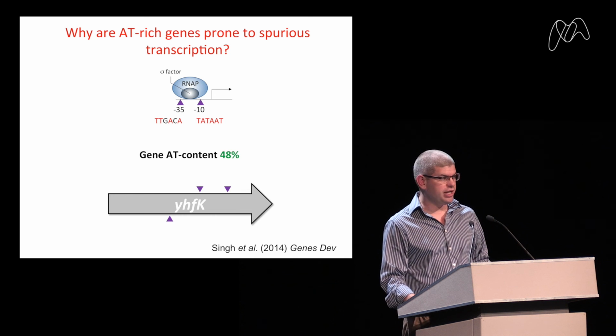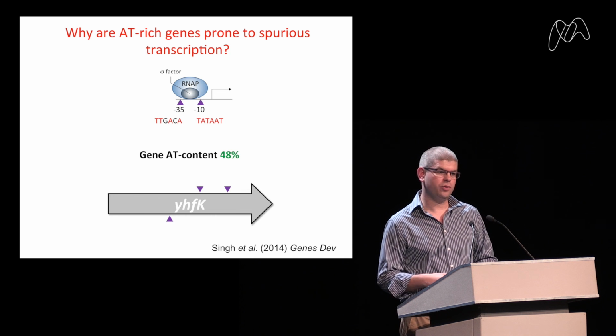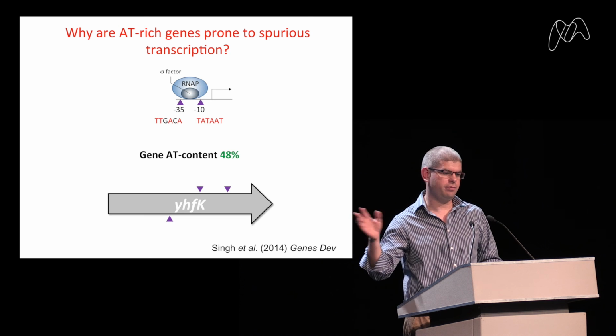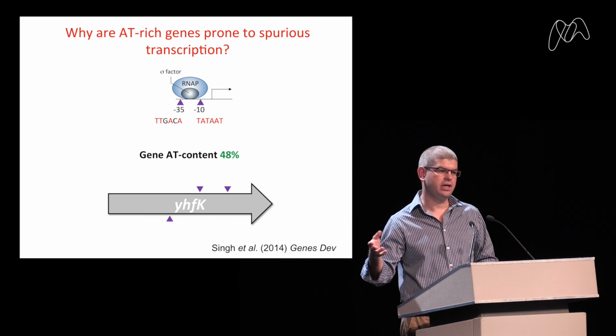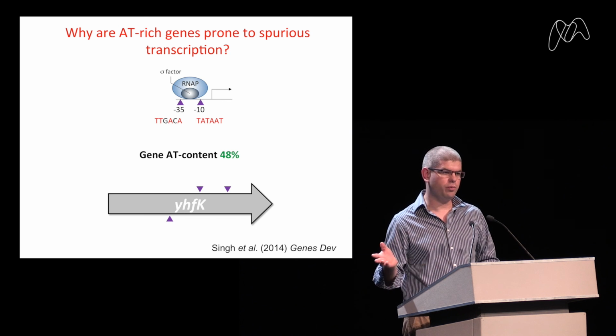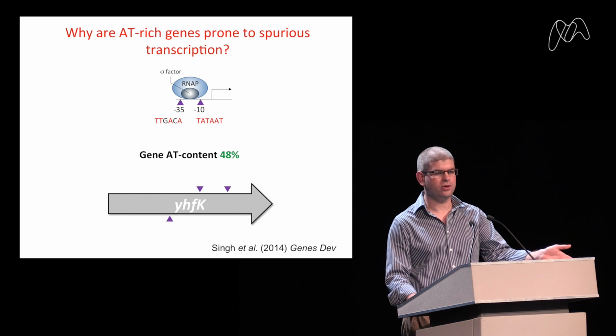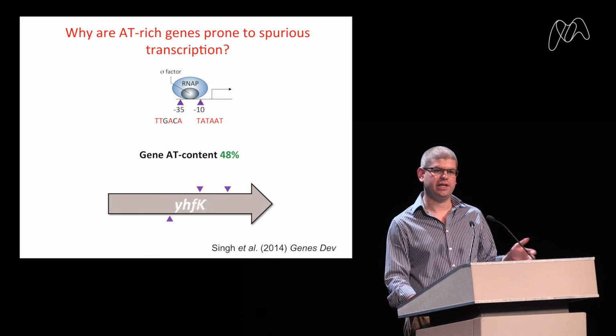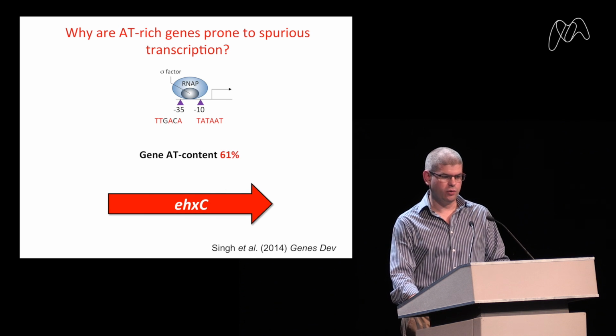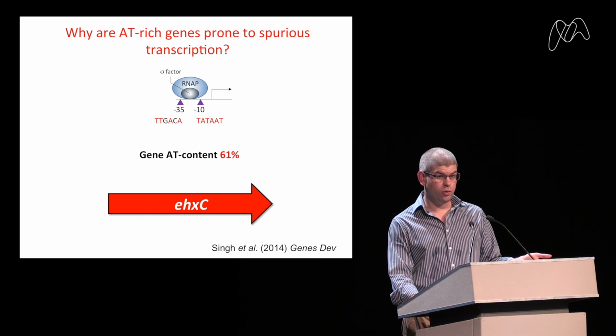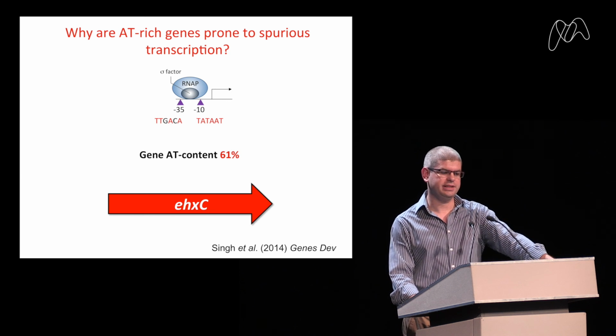I haven't just picked a gene here that fits the purposes of this talk. You can take any gene you like from the E. coli genome with this sort of AT content, and it will behave in a very similar way. Now let's look at a horizontally acquired gene, an AT-rich gene. We're going to increase the AT content from 48% to 61%, so just a 13% increase.